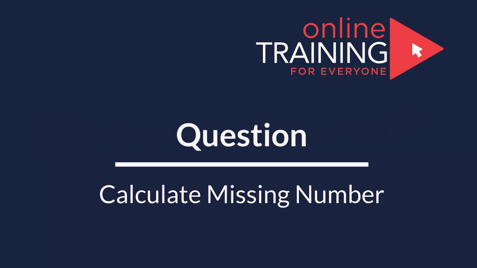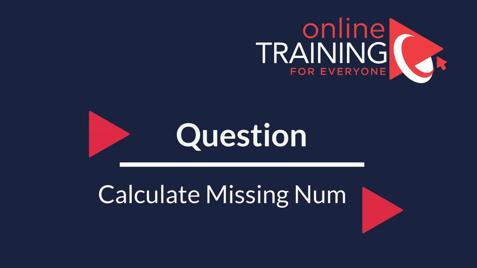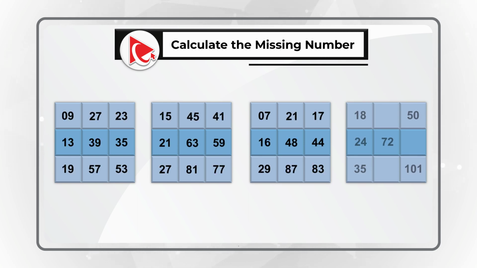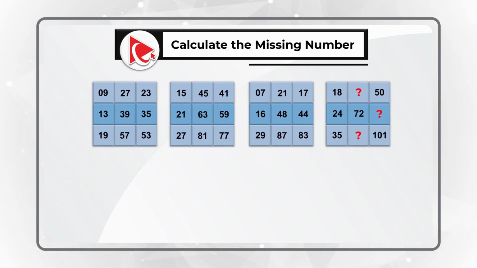Here's an amazing question which truly tests your analytical skills. You're presented with 4 sets of 3x3 matrices. Each matrix has 9 numbers. And in matrix 4, there are 3 missing numbers that you need to calculate. You're presented with 4 different choices.